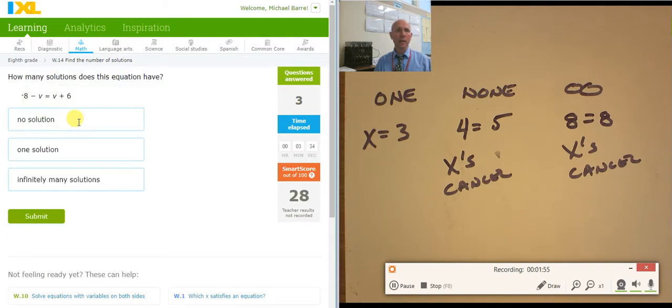Okay, I have a negative v and a positive v. Are they going to cancel each other out? No. A negative v would cancel with a negative v, or a positive with a positive, but those are not going to cancel, which means there's one solution.